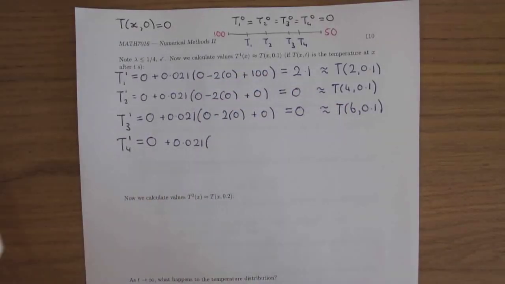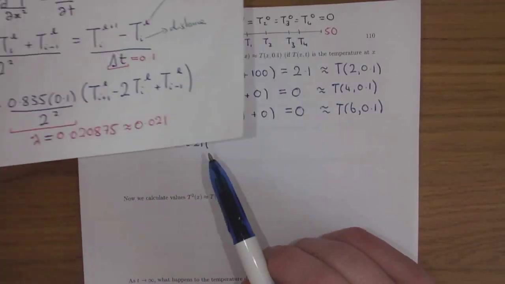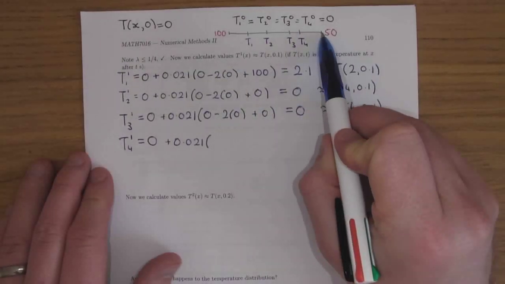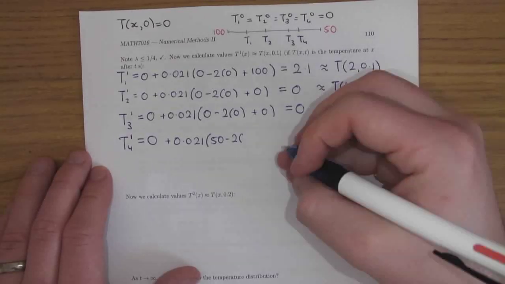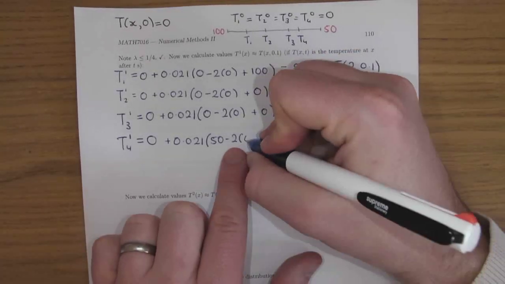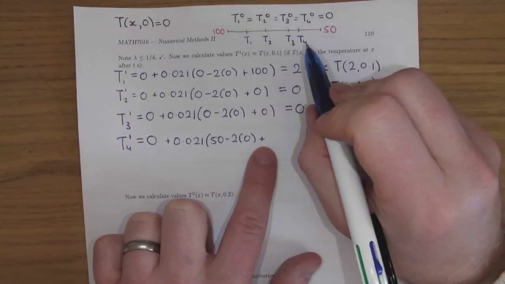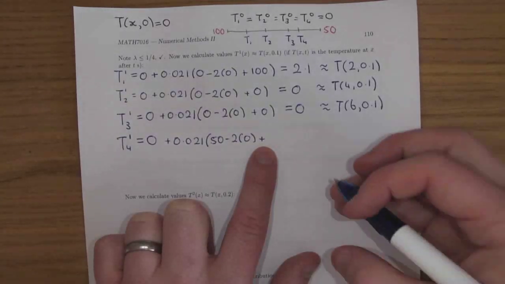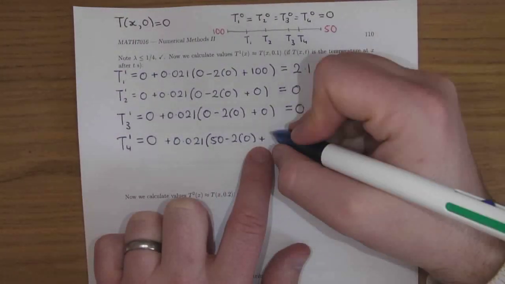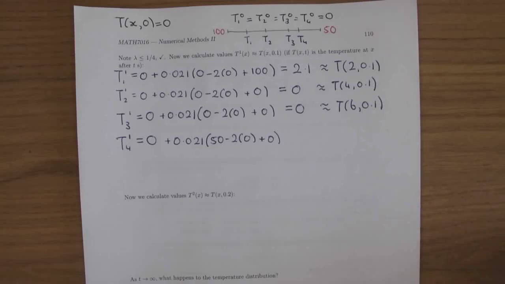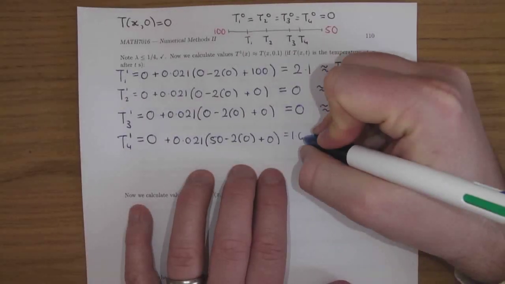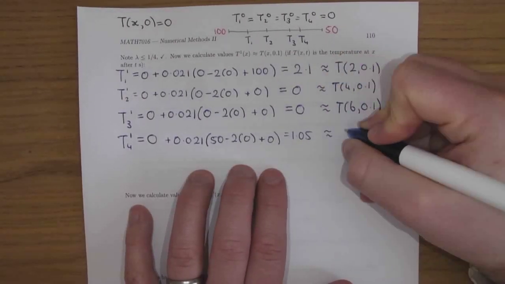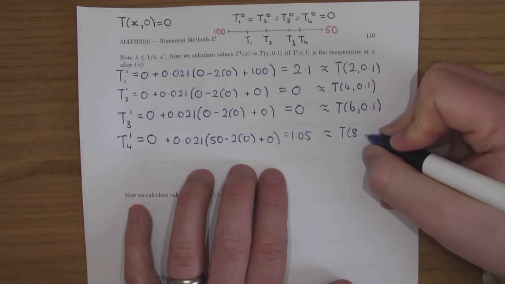The formula says the next temperature over in terms of distance, which is this 50, minus twice the current temperature, which is 0, plus the previous temperature in terms of distance is T3, and that at the previous time is 0. So this is 0.021 by 50. As predicted, 1.05.